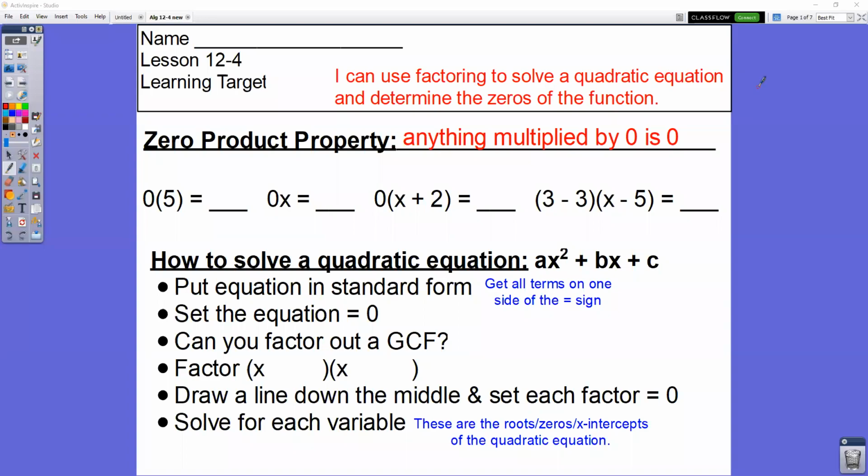So this is the lesson for 12-4. All right, what you're doing today is solving a quadratic equation and determining the zeros. So you're actually finding two answers today.